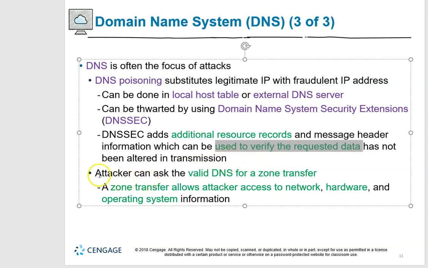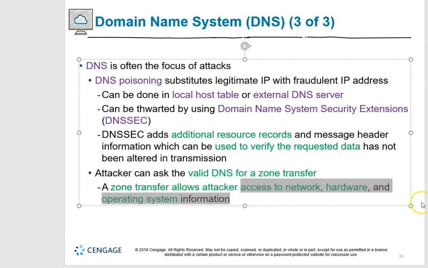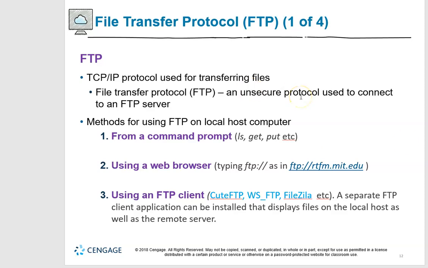So an attacker, another approach besides DNS poisoning, an attacker can ask a valid domain name server for a zone transfer. Zone transfer is a normal capability of the web, but in this case it gives valuable information to the attacker and allows them to access network, hardware, and operating system information. So let's move on to FTP, File Transfer Protocol. This one has had some security vulnerabilities as well, and there are 2 potential fixes here. There's a backfit and there's a redesign that we'll talk about.